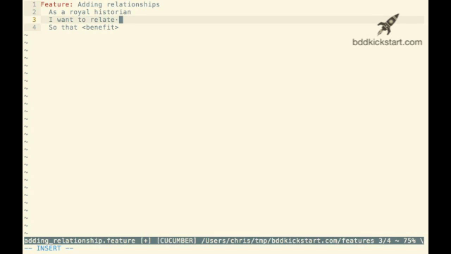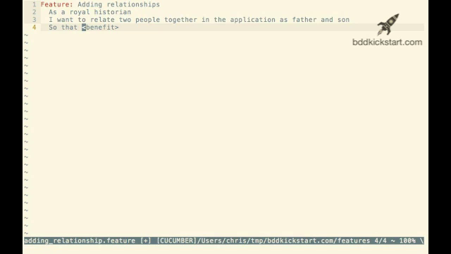We're going to pick Royal Historian. So how do we write our feature? I want to relate two people together in the application as father and son. Note that I'm not talking about how exactly we're going to relate them. I want to defer that conversation. It should take place between the team who are actually implementing this feature. The more detail we put in now, the longer our feature planning meetings will be, and the more likely we'll have to change this later.